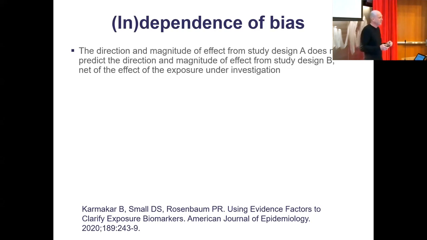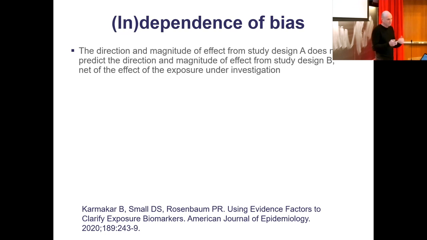So the direction and magnitude of an effect from the first study design will not predict the direction and magnitude of the effect from the companion or comparison study design, net of the effect of the exposure under investigation. This is the formal definition of this. So obviously, if the exposure under investigation has a causal effect on the outcome, then your genetic variant in Mendelian randomization, or your drug in a randomized controlled trial, or your predicted use in the target trial, will produce an effect which relates to the exposure. But the effects net of that exposure, if they do not relate, that is what one wants in defense against bias. So this can be demonstrated. Formal mediation analysis can be used to demonstrate the independence of biases.